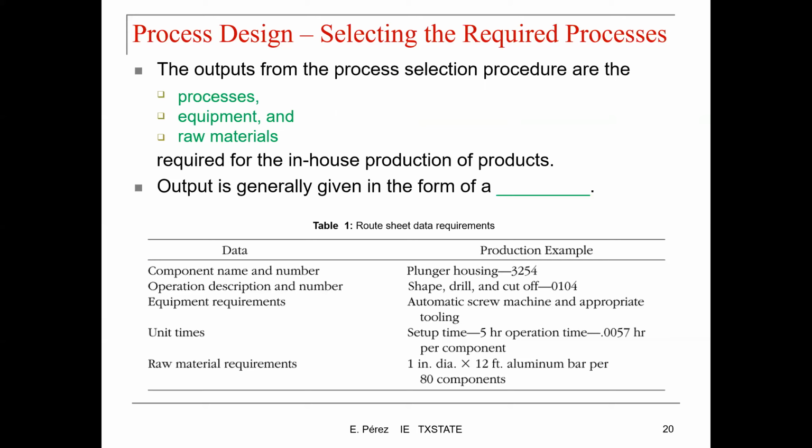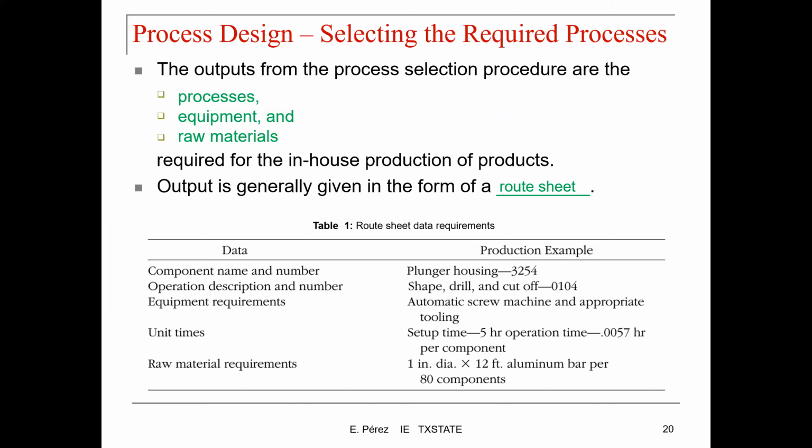The output is generally given in the form of a route sheet, which is what is illustrated in table 1. So in terms of data, which is the column to the left, we have information about the component name and number, the operation description and number, the equipment requirements, the unit times, and the raw materials requirements. Unit time is how long it's going to take for you to produce this, right?